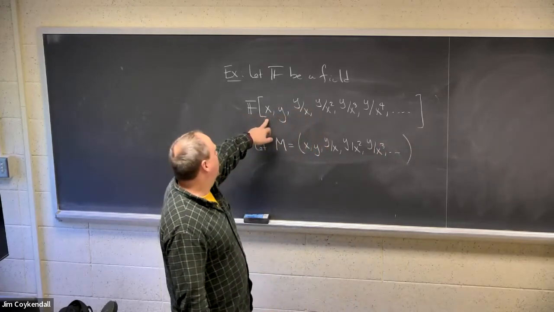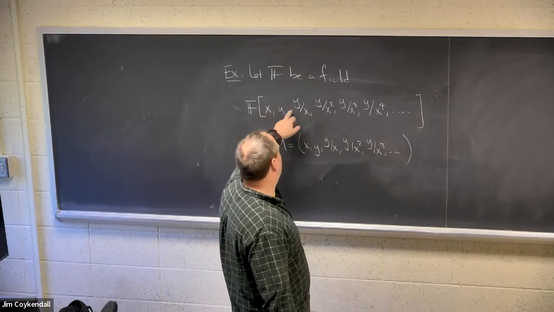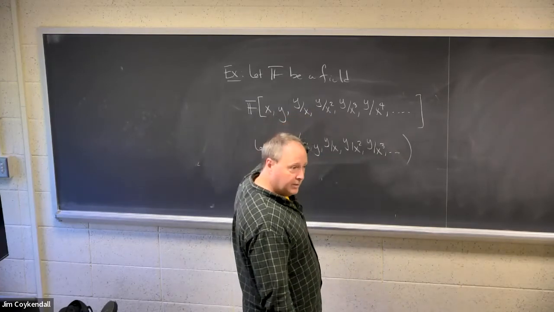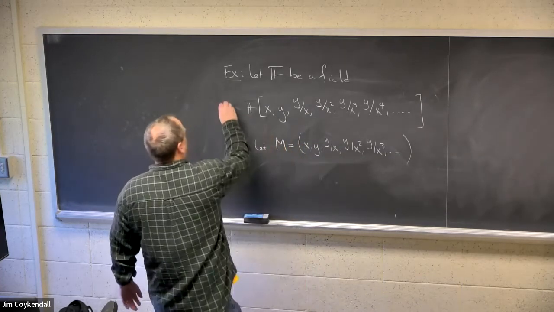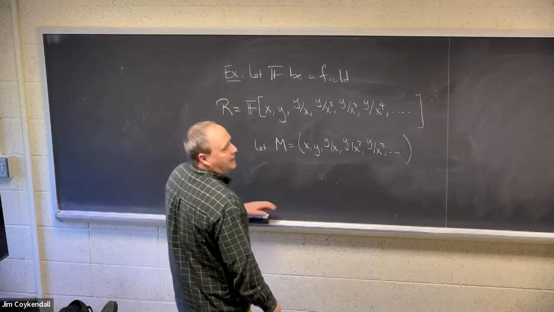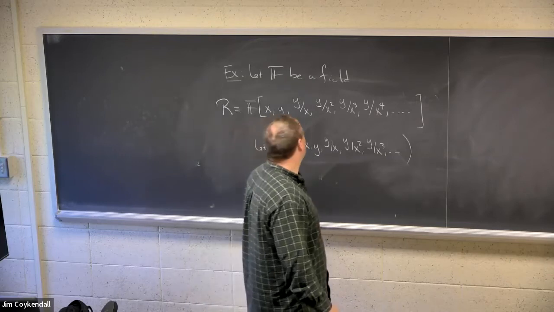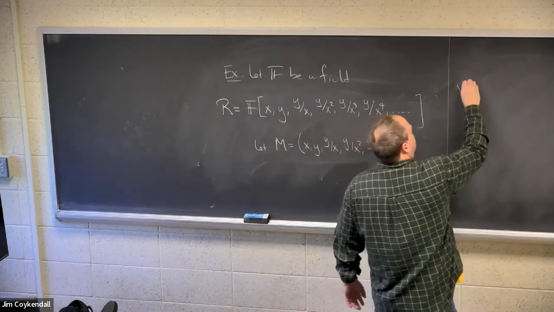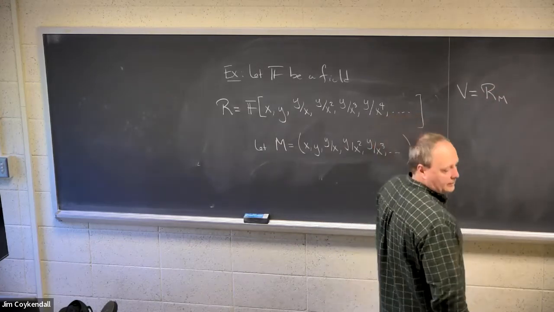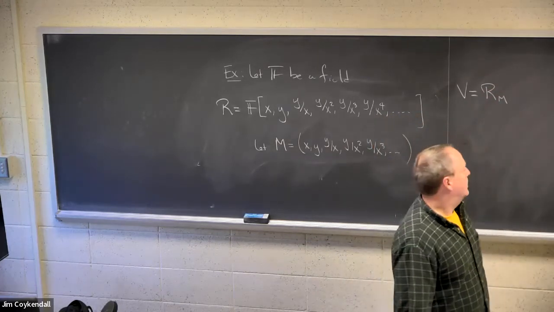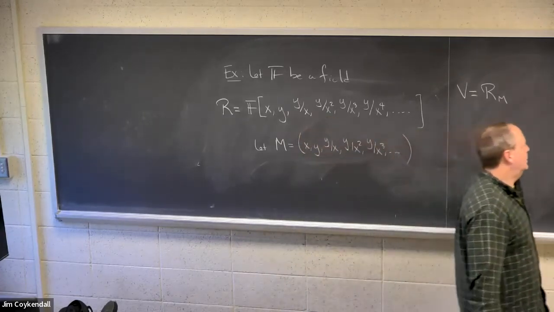Let M be the maximal ideal generated by all these rational functions, x, y, y over x squared, and so on. Notice that R mod M, if I call this R, is a field. And so therefore, this is a maximal ideal. But then R localized at M is a valuation domain. Let me go through some of the details here.